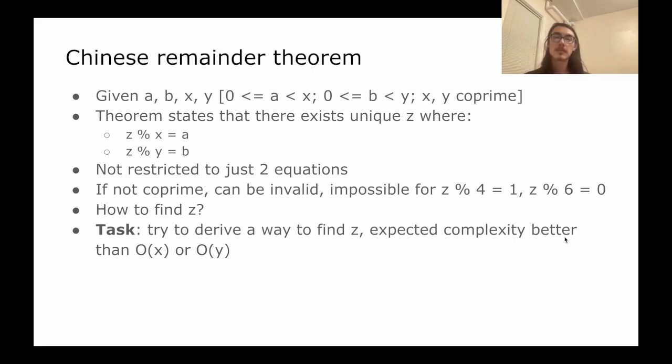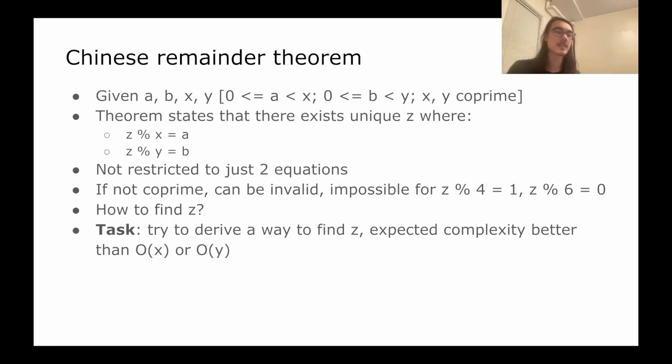So this theorem says the number exists, which is cool, but sometimes we need to actually find it. So the question is, how would you derive a way to find this Z, in better than O of x or O of y? I'm guaranteeing you that I've already covered everything you need to derive it in this video. So you can pause the video and try to figure out how you would do it.